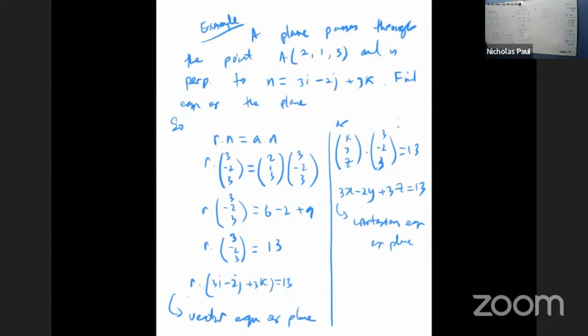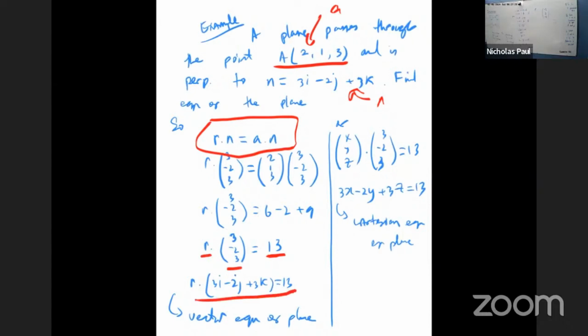All right. So watch it again in case you get confused. This here is A. This here is N. We're going to do A and N. Put it in this formula here. Multiply A by N and you will get 13. And then multiply R by this point and you will get the vector equation of the plane. If you want to go from vector equation to Cartesian, multiply R, which is x, y, z, by this point here, which is 3 minus 2, 3, equal to B.